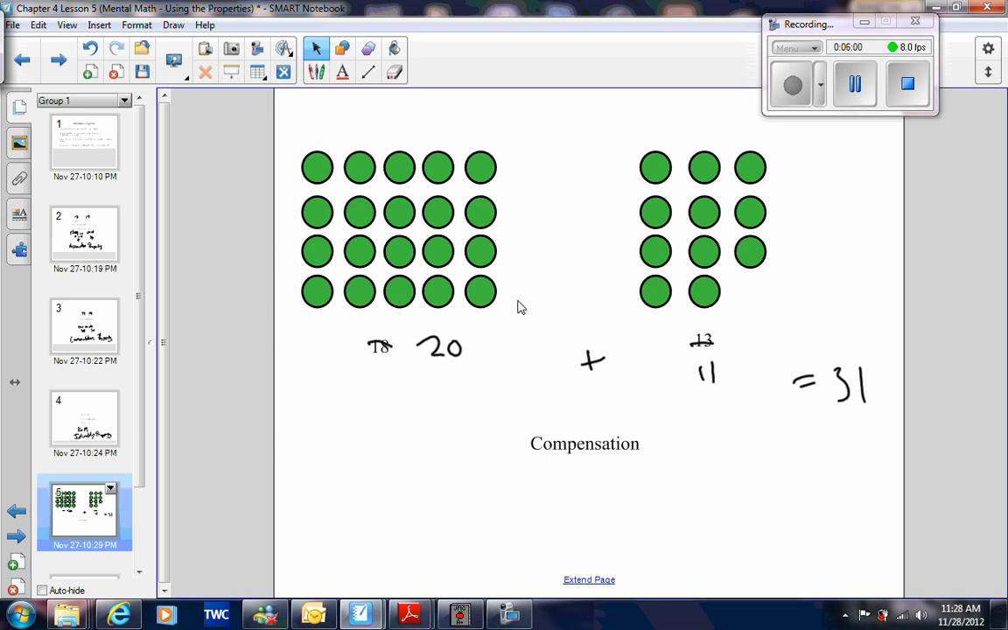You can see I didn't take any circles off of the page. I didn't add any circles to the page. It's the same number of circles that were here before. I was just organizing them in a way that I could easily do it in my head. That's called compensation.